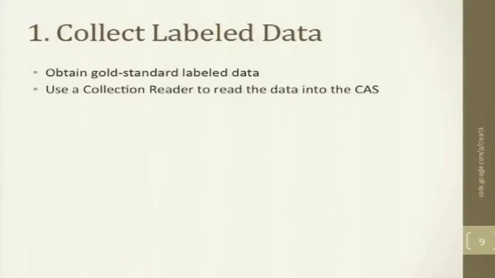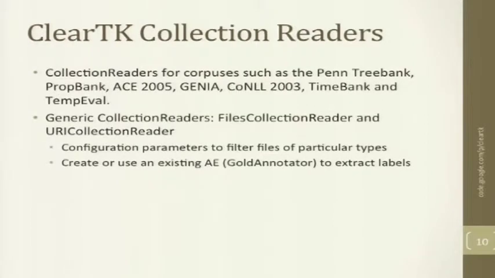So once we find that data, we need to use a collection reader to actually read the documents into the CAS in UIMA. So I mentioned before that ClearTK provides some collection readers for common corpuses. But in our case, since we don't have a collection reader for this BioNLP 04 task, we're going to want to use a generic collection reader just to read in the files, the raw text from the documents. And then we'll need to use an annotator to extract the actual labels.